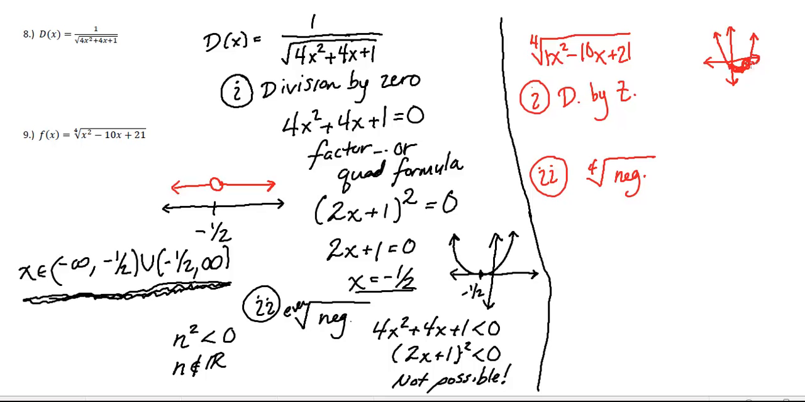Let's find the roots. Okay, so I've got x squared minus 10x plus 21. I'm going to assume we know how to factor. And after we factor this thing, what we end up with is x minus 3 and x minus 7. So the zeros are at 3 and 7.